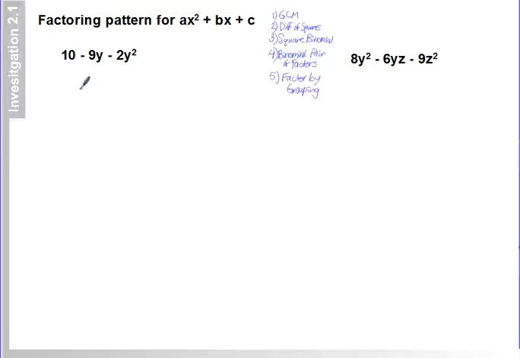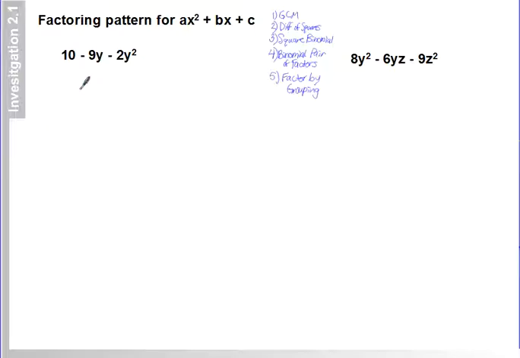What's next? What else do we look for? We look for the difference of squares. Do we have a difference of squares here? No. That's right. What's next? We have another one after difference of squares. Square binomials. Is this a square binomial? No, we don't have one.